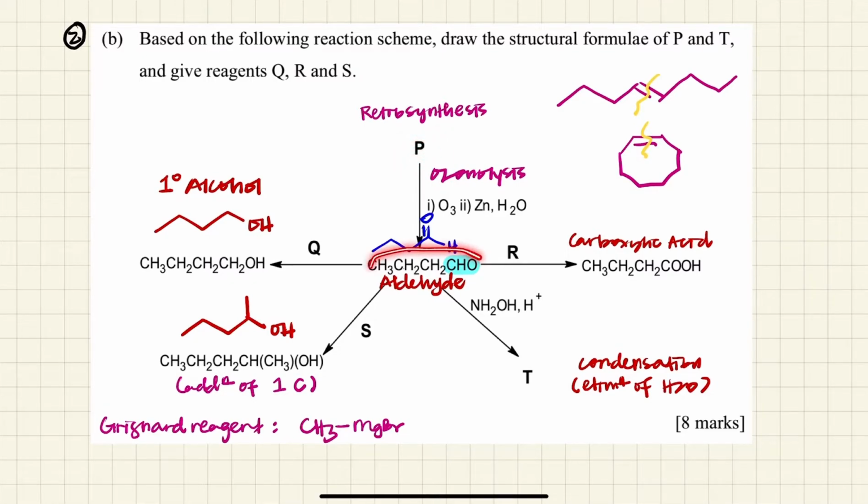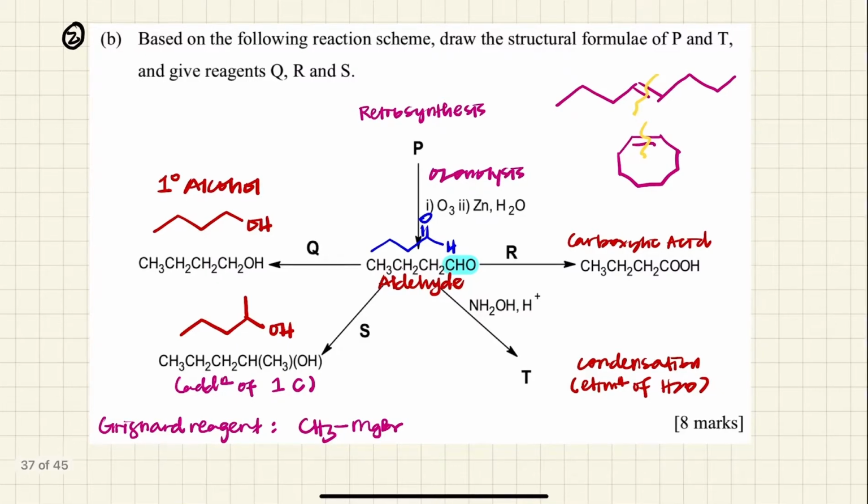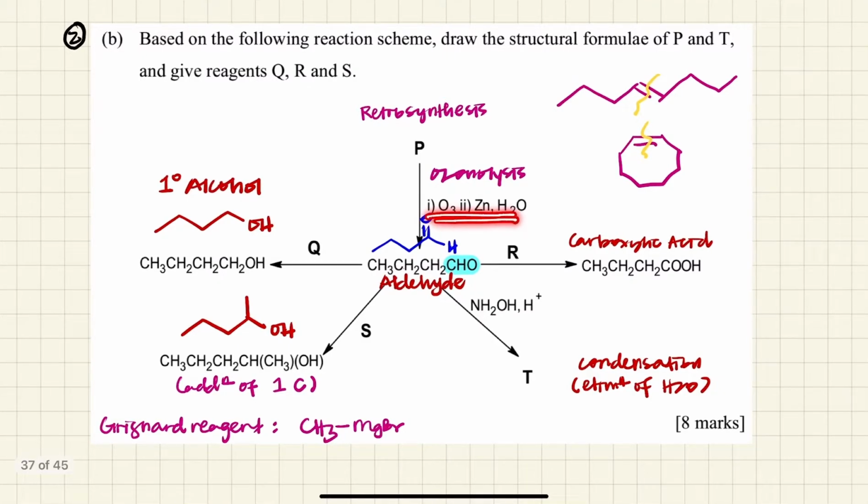So here we have an aldehyde, because here we can see that we have CHO. Okay, so if you draw it, it will look like this. I would advise you to draw, so that you can see how the structure looks clearly, not just knowing the functional group. Alright, and then we're going to look at the reagent. We can see that this is ozone followed by zinc in water.